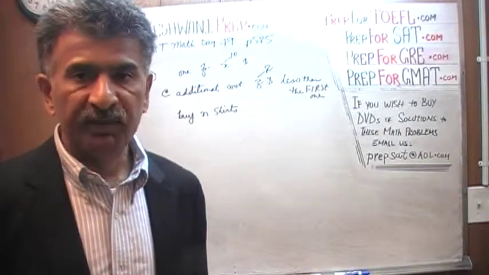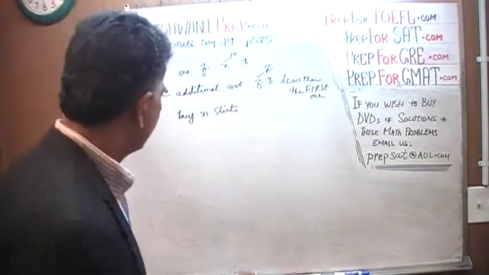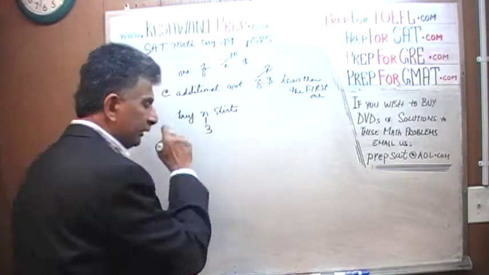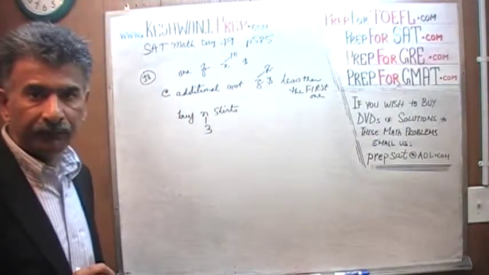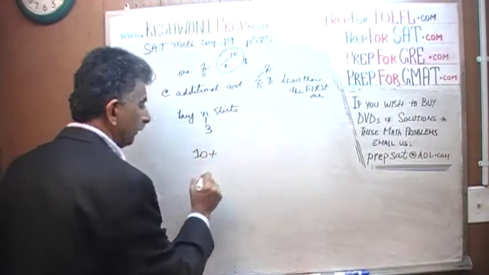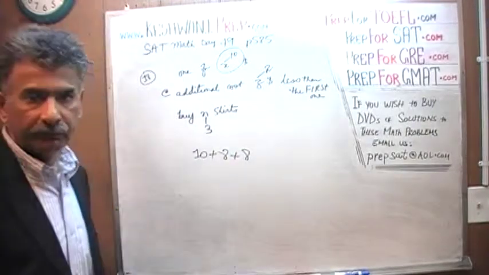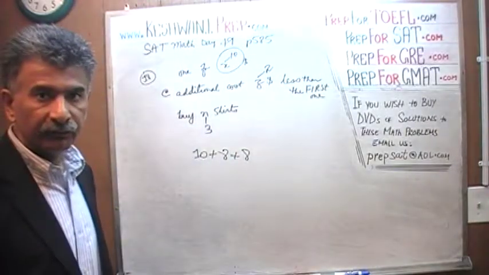Keep your numbers as small as possible, because the bigger the numbers are, the more calculations you will have to do. Let's buy 3 shirts. So how much money will we spend? We'll pay $10 for the first shirt. The second shirt is going to cost $8, and the third shirt is going to cost $8. That's what we will spend on 3 shirts.